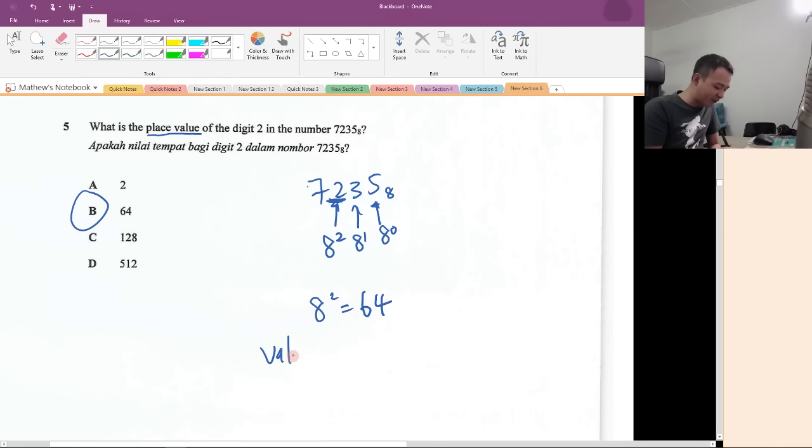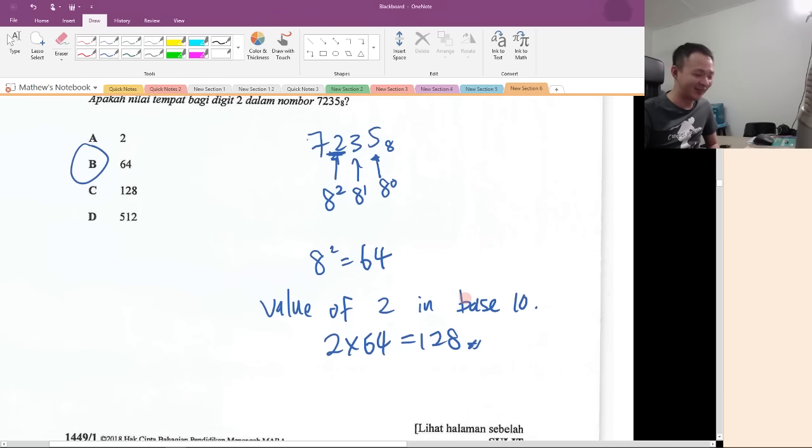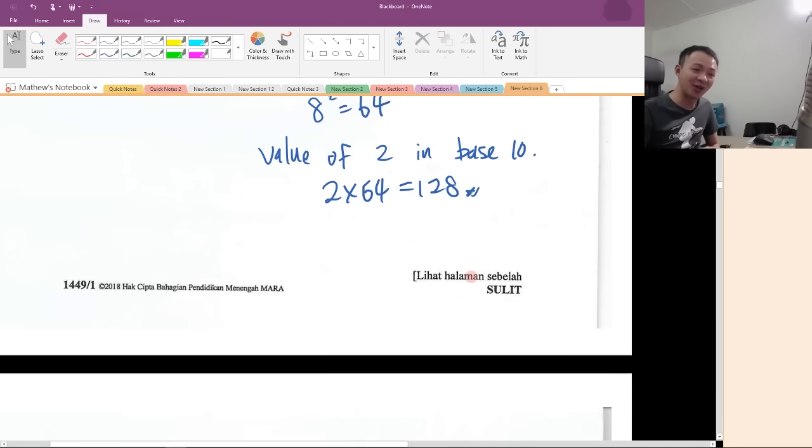If the question asks what is the value of 2 in base 10, then it will be different. Then this is 2 multiply 64, which is 128. So I guess they want the place value only, meaning they only want the 64. I did read the comment, but the comment says too many things that are not relevant, so I will just ignore those unrelated questions.